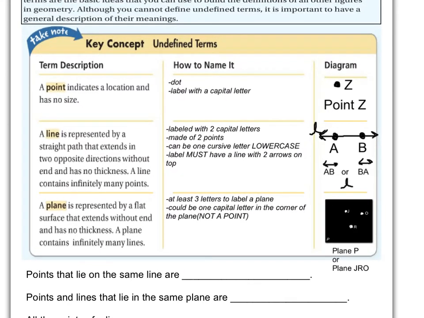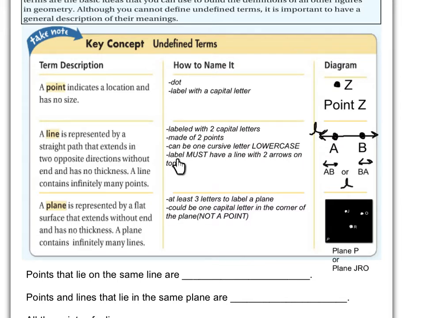The second undefined term is a line. A line is represented by a straight path that extends in two opposite directions without end and has no thickness. A line contains infinitely many points. Essentially, if I connect 2 points, that will create a line, but I can put as many points as I want on that line. Now, how do we name it? It's labeled with 2 capital letters, made up of 2 points. There are always infinitely many points in between, but there are 2 that we need to know. It can also be one cursive letter in lowercase. Sometimes they'll do that to you as well.